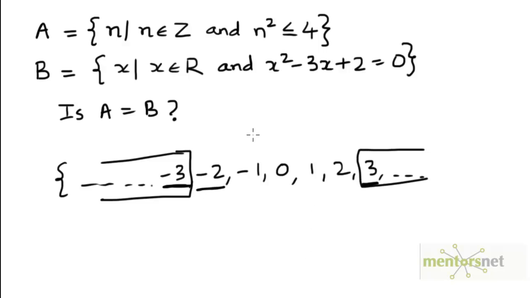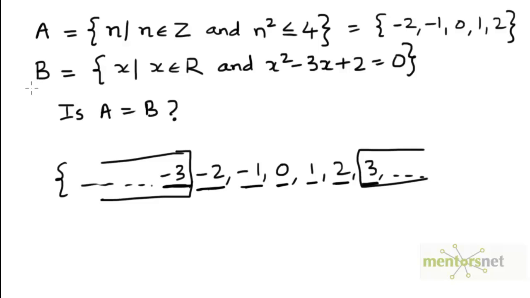The square of minus 2 is 4, which is less than or equal to 4. The square of minus 1 is 1. The square of 0 is 0. 1 squared is 1 and 2 squared is 4. So the square of these 5 integers is less than or equal to 4. So we can write the set A in roster form as minus 2, minus 1, 0, 1 and 2.